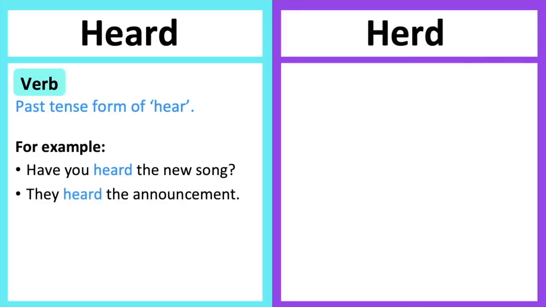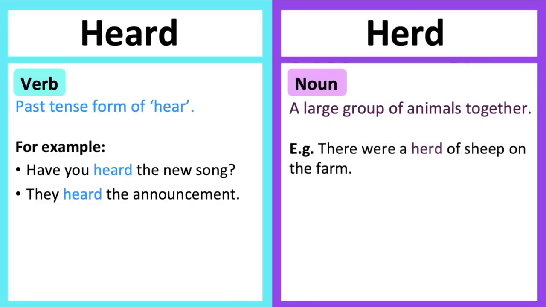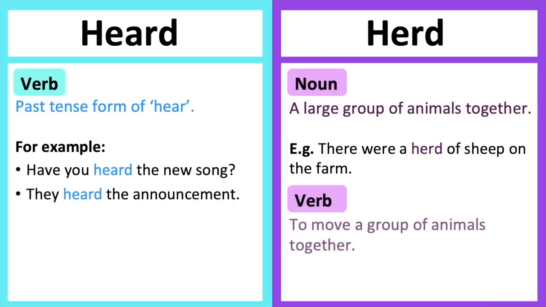Herd. Herd can be a noun or a verb. As a noun, it refers to a large group of animals that are together. These are usually the same type of animals. For example, there was a herd of sheep on the farm. As a verb, it means to move a group of animals together. For example, he was herding the sheep.